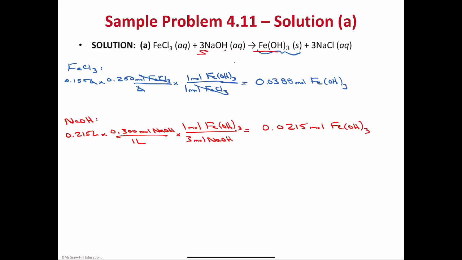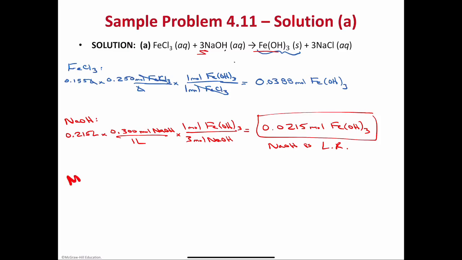And this is a smaller number. 0.0215 is smaller than 0.0388. So I can say that NaOH is the limiting reactant because it produces a fewer number of moles of iron(III) hydroxide.